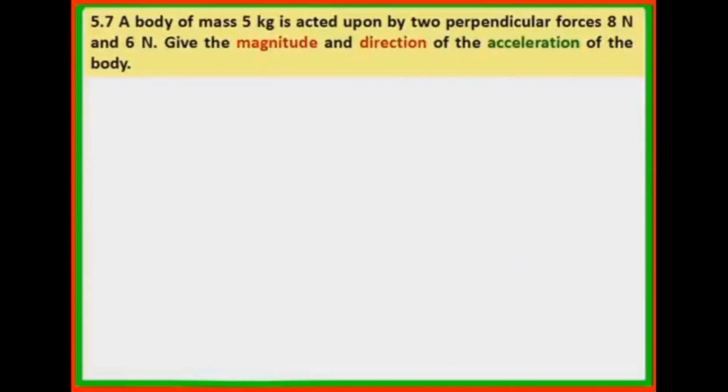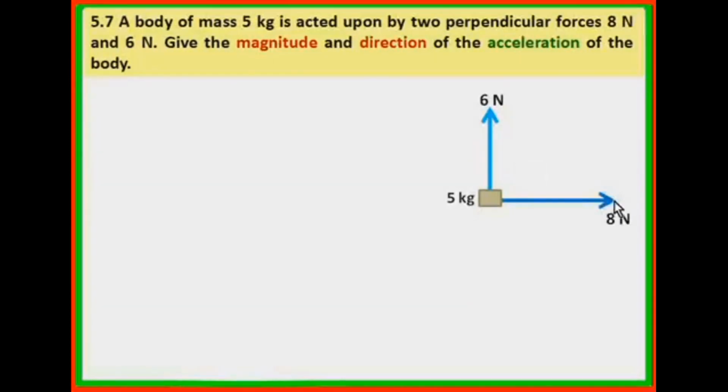Question number 5.7. A body of mass 5 kg is acted upon by two perpendicular forces, 8 Newton and 6 Newton. Give the magnitude and direction of acceleration of the body. Here two forces are acting. One is 6 Newton, the other one is 8 Newton, acting on the mass of 5 kg, and they are acting perpendicular to each other. That is, the angle between these two force vectors is going to be 90 degrees.